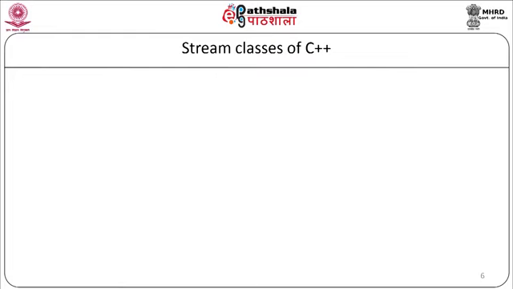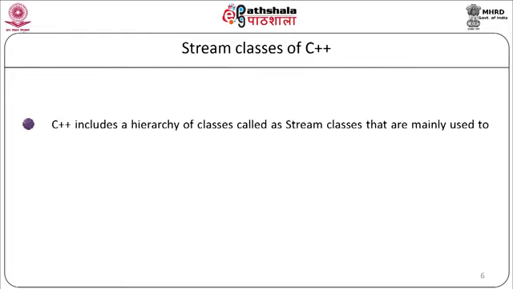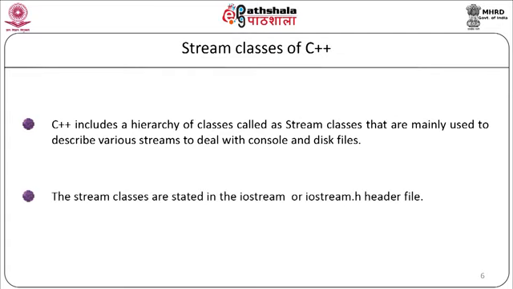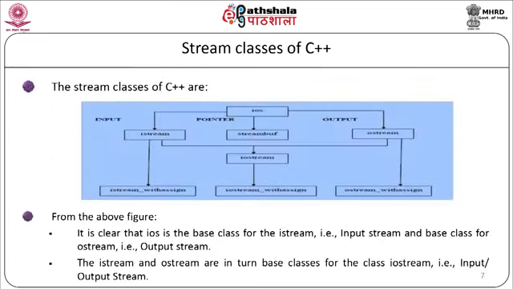The stream classes of C++. C++ includes a hierarchy of classes called stream classes that are mainly used to describe various streams to deal with console and disk files. The stream classes are declared in the iostream or iostream.h header file. The stream classes of C++ are given in the following figure.